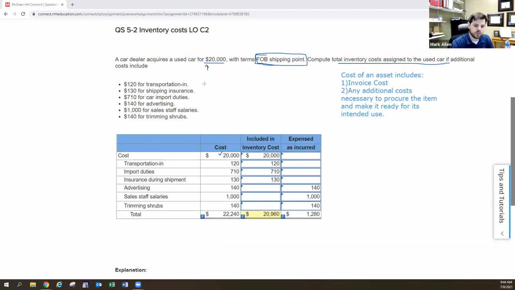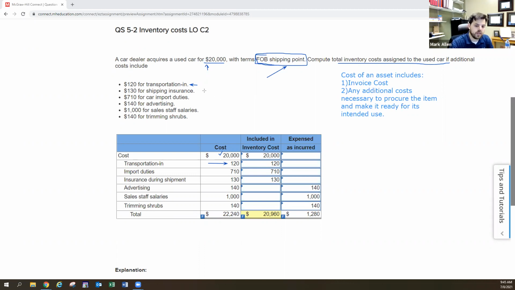So the first thing, transportation in. Notice shipping point, buyer pays shipping. That's what this transportation in is. That is the cost that we paid to actually receive the car. Well, if I'm not able to sell the car, if I don't have the car, then this transportation in is certainly a cost that must be incurred to get this thing here and ready for its intended use. So we do see that cost being included in inventory.